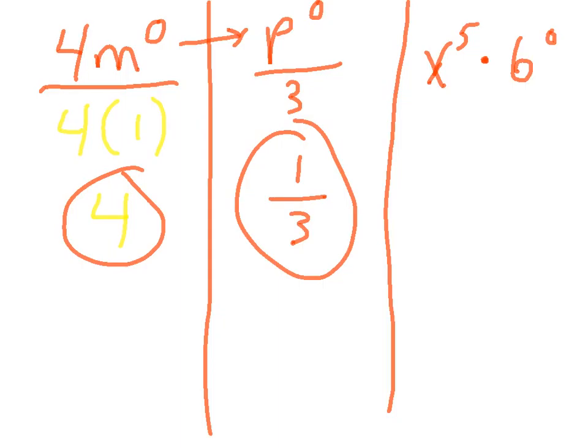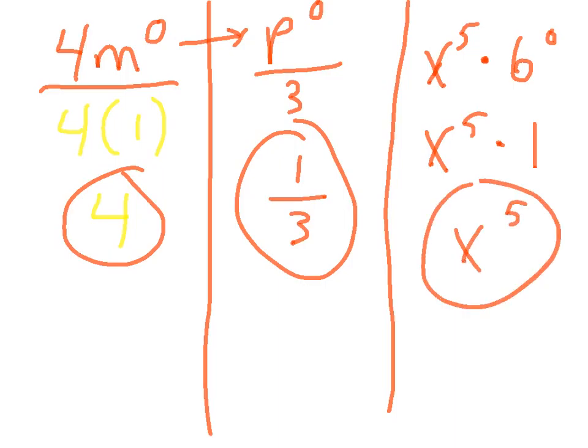So far we've only had variables to the 0 power. This time we're going to have a number to the 0 power. We need to remember that it's treated exactly the same. So we have x to the 5th times 6 to the 0. Anything to the 0 power is 1. So we have x to the 5th times 1, and anything times 1 is itself. So we have x to the 5th. Those are three different examples. I'm going to give you a few quiz questions. Look over these carefully. It'll help check your comprehension.